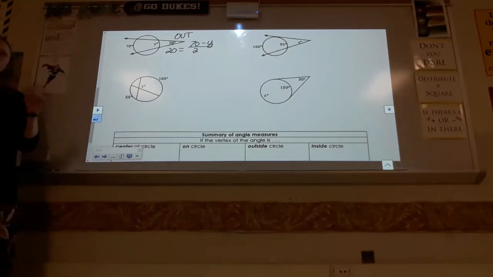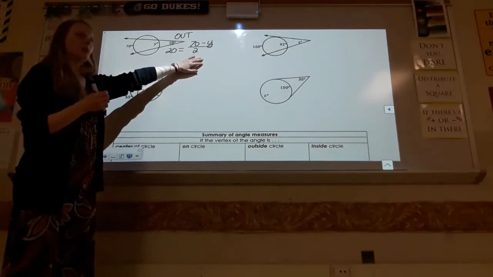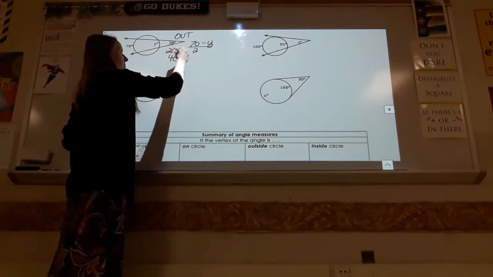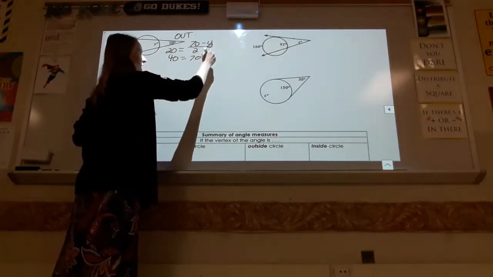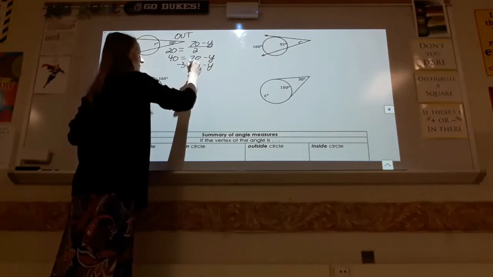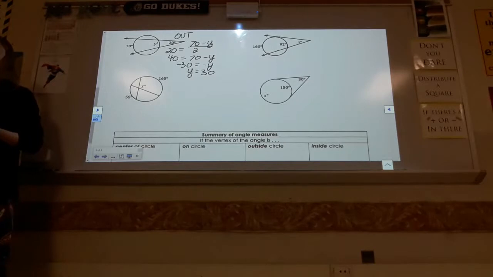So I just look at the formula, I plug in everything that I know, and I solve for what I don't know. Okay, so the angle's on the far left, then you plug big minus small over 2 on the right side, and then we solve. So this one you have to do a little bit of algebra. Not too bad though. Should end with y being equal to 30.